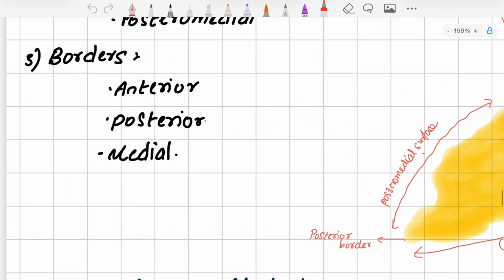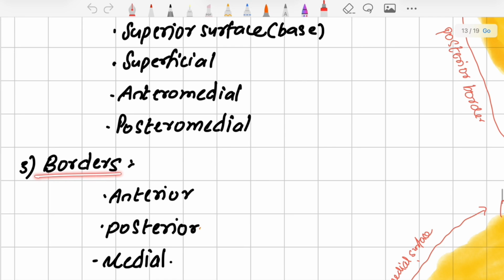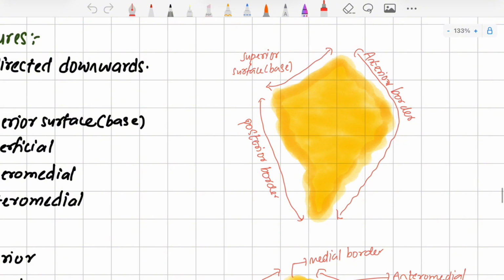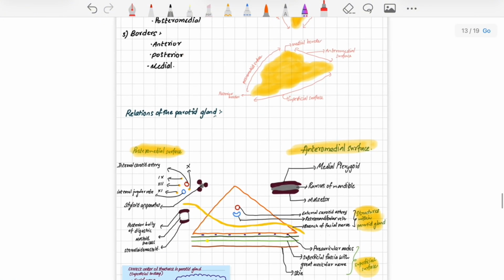Now borders. If you don't remember surfaces it is okay, but the borders should be remembered. We have three borders: the anterior, posterior as well as the medial. So this is the anterior border. From the anterior border we have the parotid duct emerging, remember. And we have the posterior border. So this is all about the external features of the parotid gland.